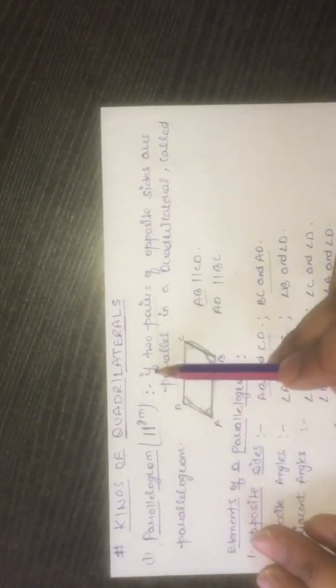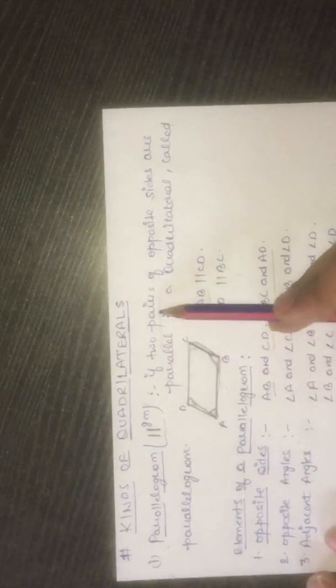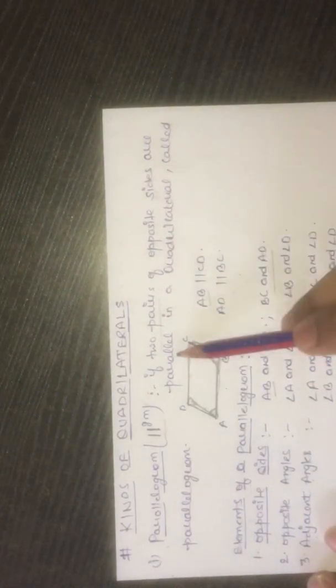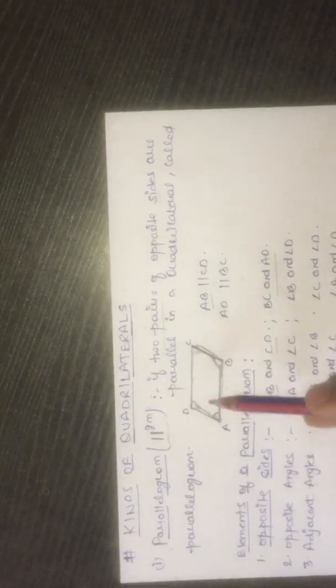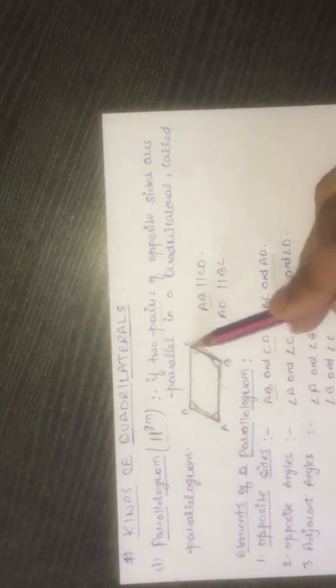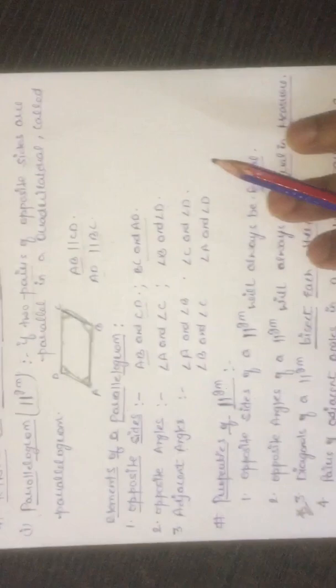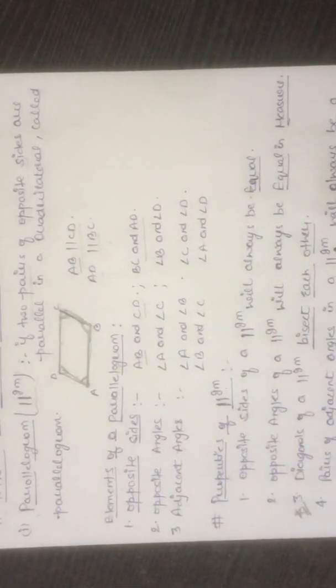Now, what is a parallelogram? If two pairs of opposite sides in a quadrilateral are parallel, it is called a parallelogram. In a quadrilateral, if opposite sides are parallel, it becomes a parallelogram. Like AB is parallel to CD and AD is parallel to BC. Now these are the components of a parallelogram.